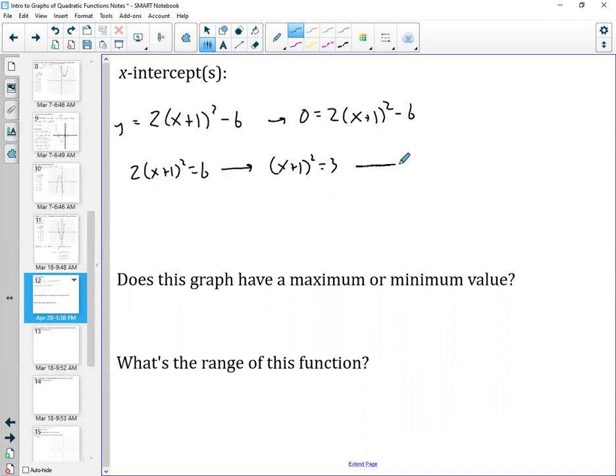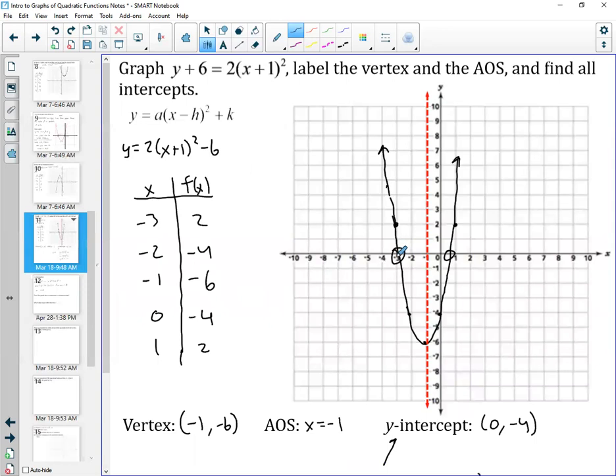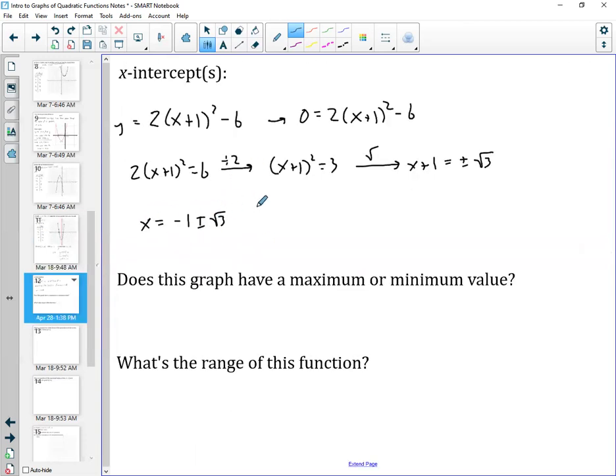Take the square root of both sides. This is the dividing by 2 step. This is the square root step. I get x plus 1 equals plus or minus root 3. I'm going to subtract 1 from both sides, and I get x equals -1 plus or minus root 3. And that's what these two numbers are. You're never going to be able to guess that just by looking at the graph. So we do some algebra. And this, of course, is 2 answers: -1 plus root 3 and -1 minus root 3.